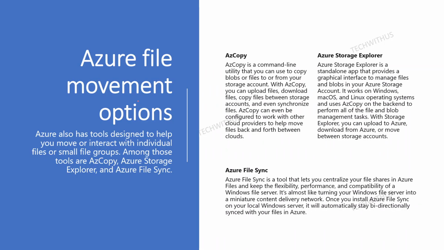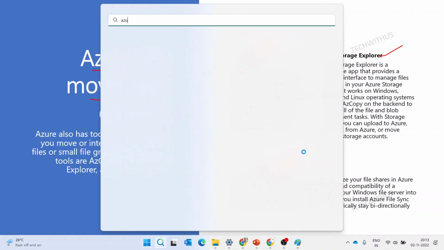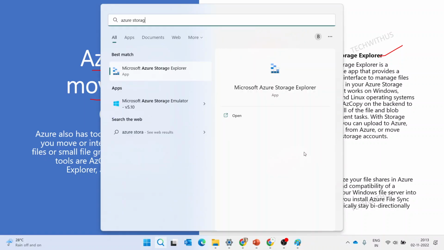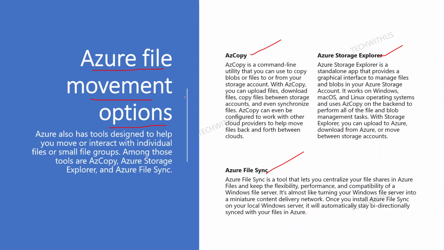And Azure Files is also related to the data, whereas Azure file movement options. If you wanted to move any of the files, there are tools like AzCopy, Azure Storage Explorer, and Azure File Sync. Let's say I will show you how Azure Storage Explorer looks. I have installed Azure Storage Explorer for my office purpose.